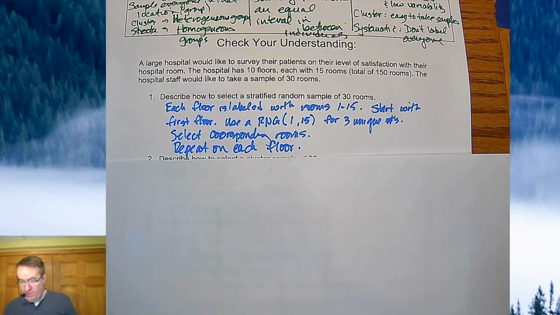And then when you get up to the second floor, you're going to pick another 3 random numbers, go to those 3 rooms, et cetera, et cetera. Okay? 10 floors, 3 rooms each, 30 numbers total.